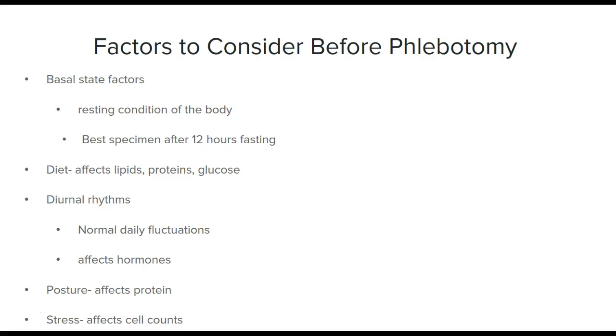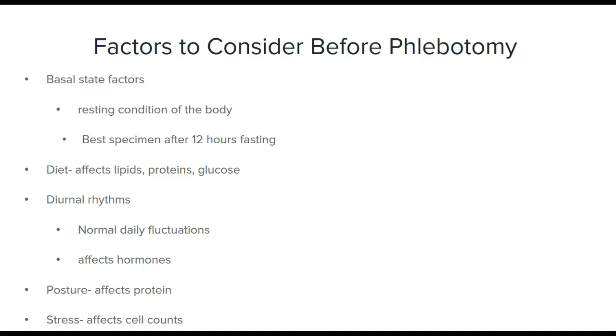Okay, factors to consider before phlebotomy. The basal state factors. Basal state is the resting condition. How is the patient when they're resting? Factors that affect the basal state is their diet. A lot of times we do the specimens, especially for lipids, proteins, and glucose, after the patient has been fasting for 12 hours. We want them to be fasting and have not eaten anything, so that those results will be accurate.